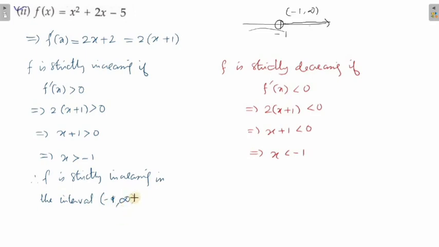Now if x is less than -1, if x lies somewhere out here, that is from -infinity to -1, again an open interval, then the function is strictly decreasing. So therefore f is strictly decreasing in the interval, let me directly write the interval, that is -infinity to -1, open interval. I hope this is clear to you. Pause the video and note down the solution.